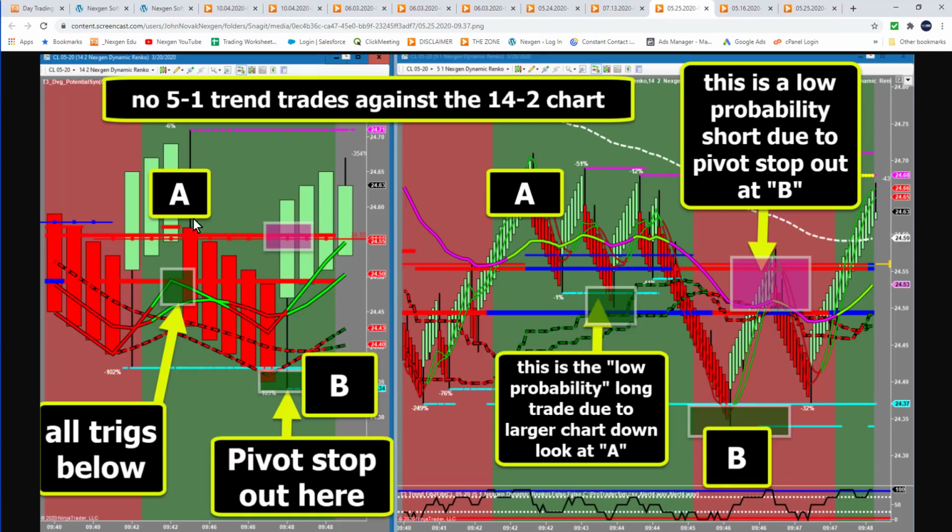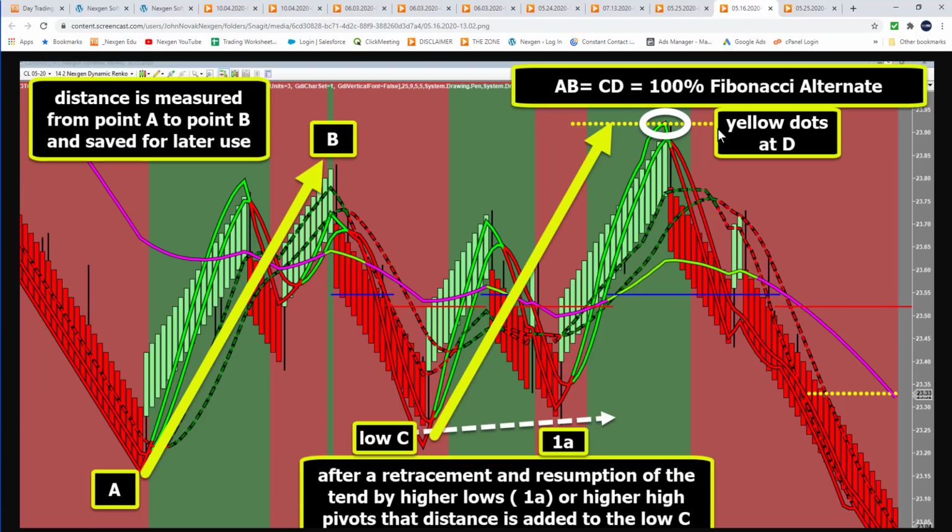This is an example of a trade you shouldn't be doing. And again, this is the 1-to-1, the yellow dots. A lot of people ask this question. It's just an A to B swing, and then if you take the low, it projects out 100%. So we call it 100% Fibonacci alternate projection, because you're taking this distance and alternating it to the next low pivot. So this is one of our termination spots.